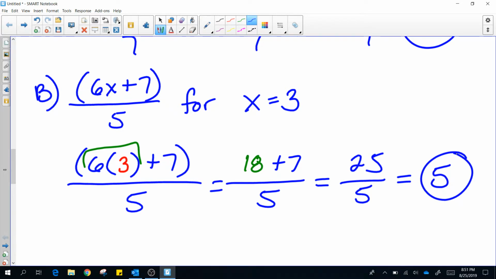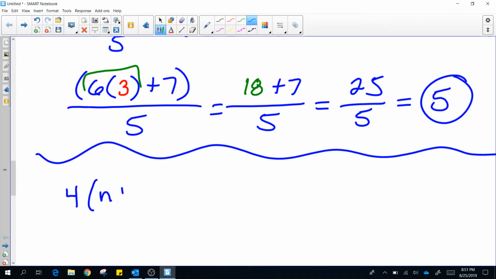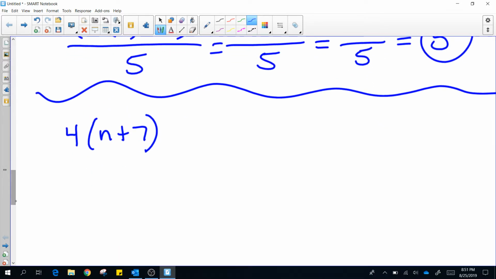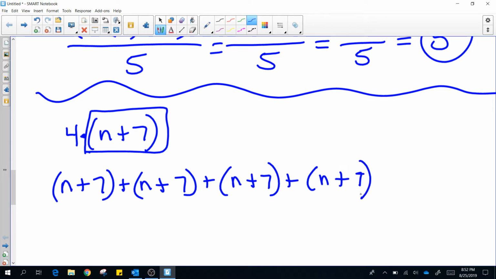So, last thing in this section that we're going to do is using what's called the distributive property. So those expressions that we were writing that had parentheses in them, for example, if I had this, okay, so 4 times the sum of a number and 7, this is saying that I would multiply 4 by this whole quantity. So if I expanded this, I would write n plus 7 plus n plus 7 plus n plus 7 plus n plus 7, right?